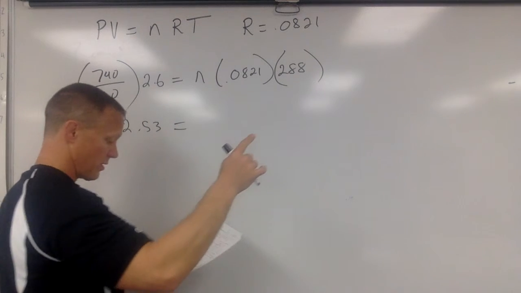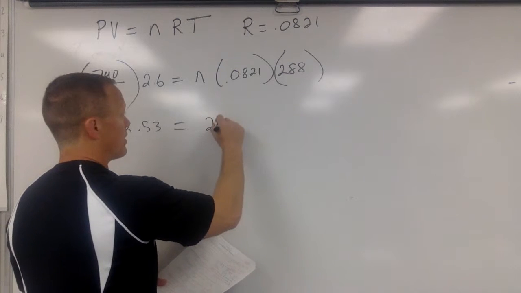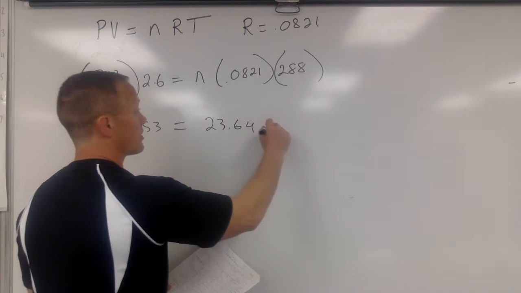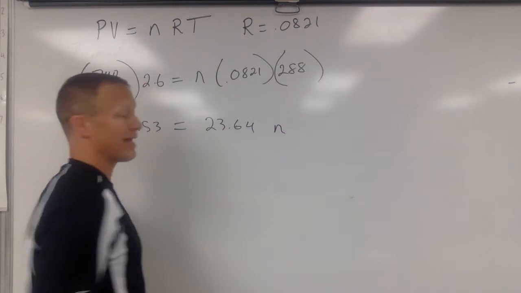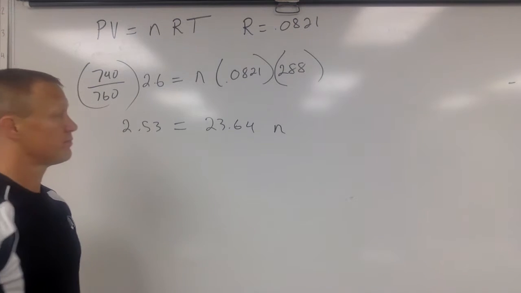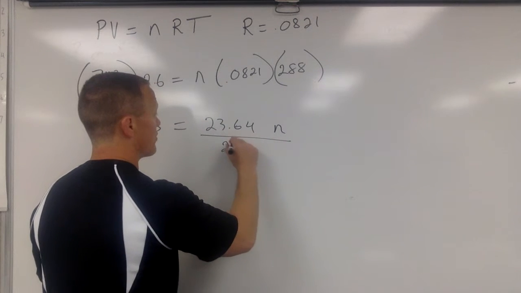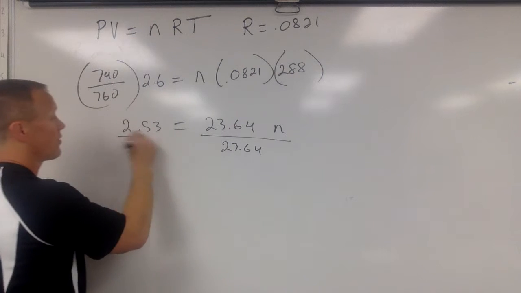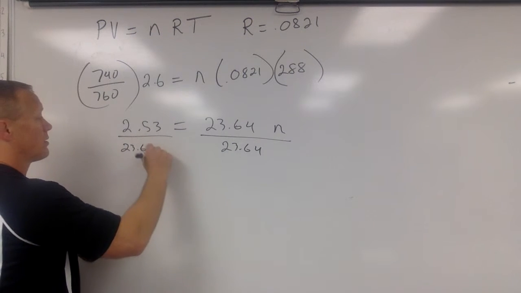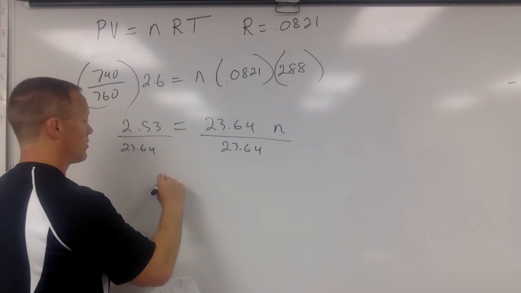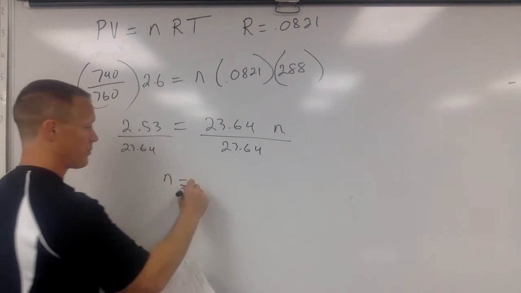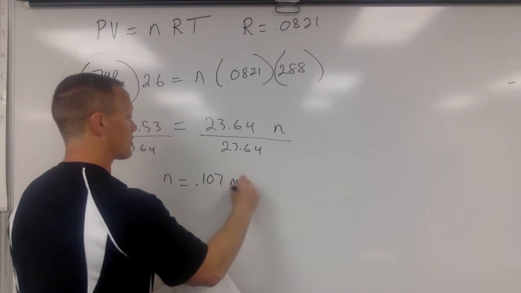Multiply those two, and we get 23.64, which is times n, times our moles. So divide both sides by 23.64 to get n by itself. So our number of moles is 0.107 moles.